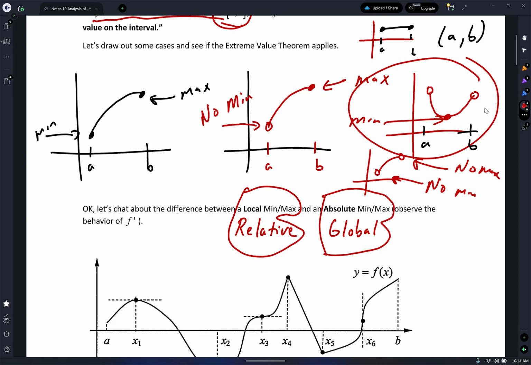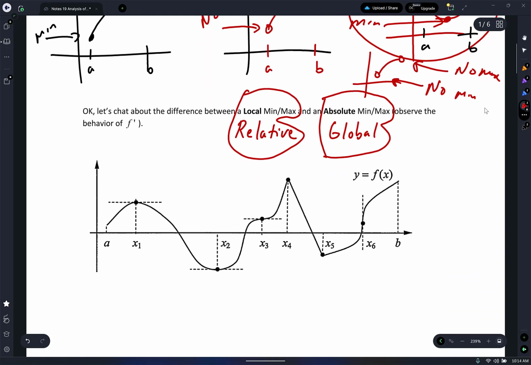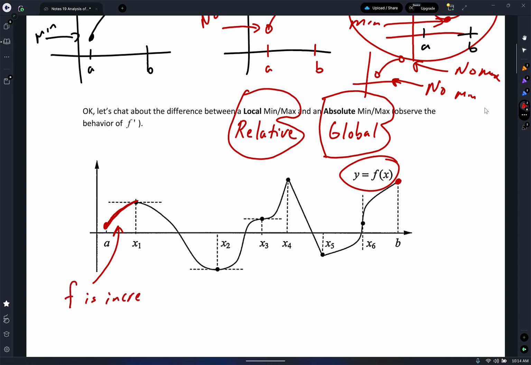All right, let's chat about the difference between local and absolute, and observe the behavior of f prime. Let's see if we can figure this out. Between a and b, I'm going to say that a is closed and b is closed. Between a and x1, I want you to notice, is this graph increasing or decreasing? Increasing. So I'm going to write right here, f is increasing. And what do you notice about the derivative, f prime? Is f prime always positive or always negative? Yeah, all those tangent slopes are positive. So I'm going to write f prime is positive.